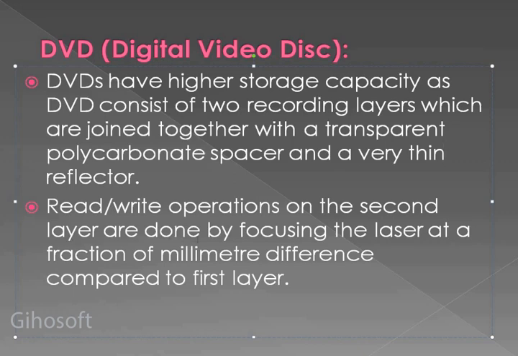Read-write operations on the second layer are done by focusing the laser at a fraction of a millimeter difference compared to the first layer. Now there are 2 layers on top of each other. When the laser has read all the contents of the first layer, it is slightly shifted, just a mere fraction of a millimeter, about 0.1 millimeter. Then the laser is able to focus on the second track, going through the transparent spacer and onto the second layer which is below the first.